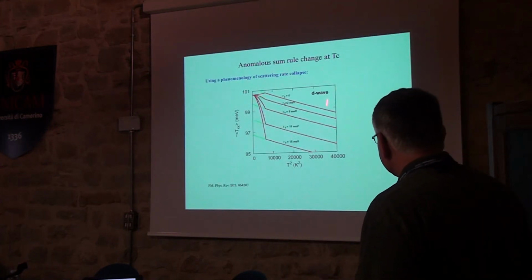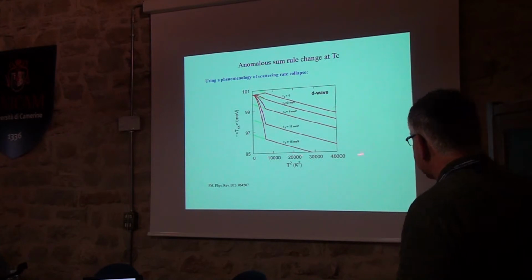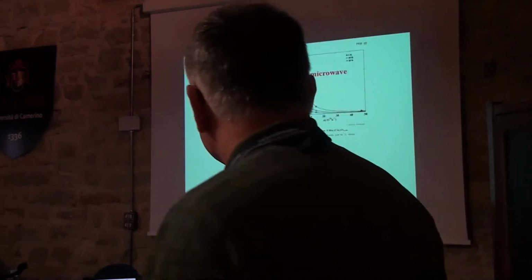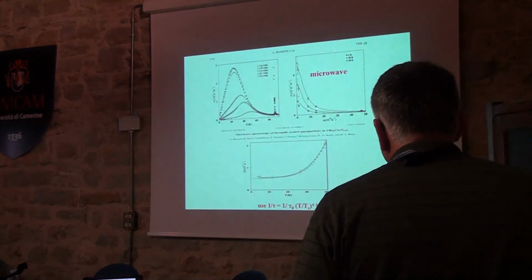And there's a phenomenology to go with this that corresponds to scattering rate collapse. So a lot of this is consistent with the early experiments. And some of you may remember the microwave experiments that showed this big peak, and that was interpreted as a collapse in the quasi-particle scattering rate. This is all consistent, but at a phenomenological level, with what I just described.